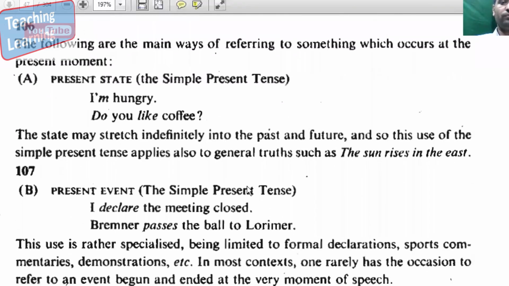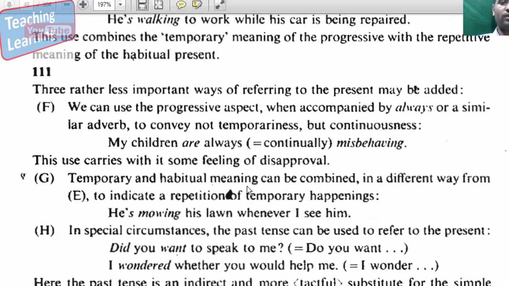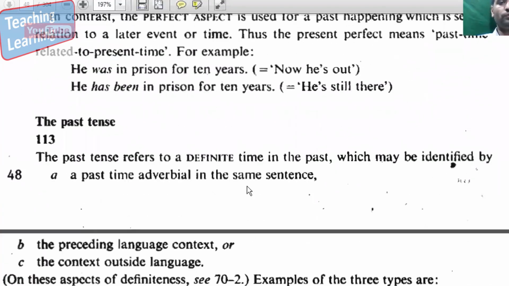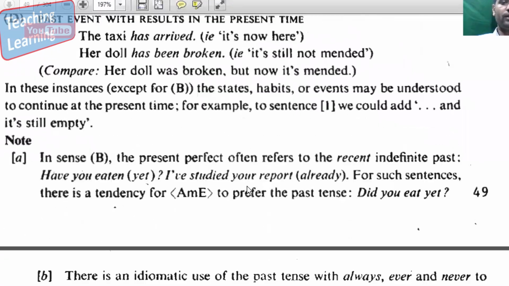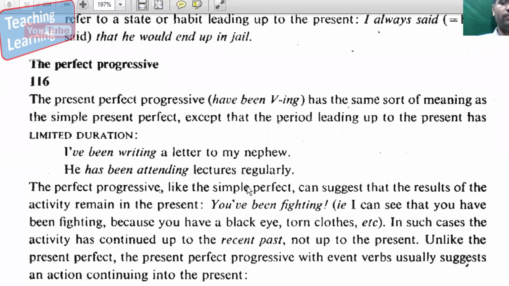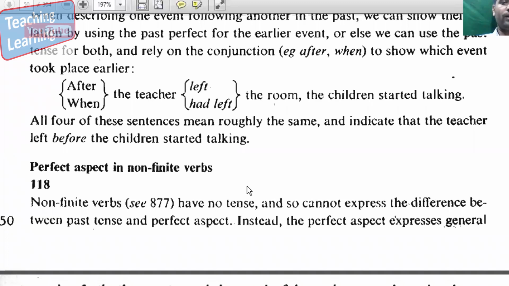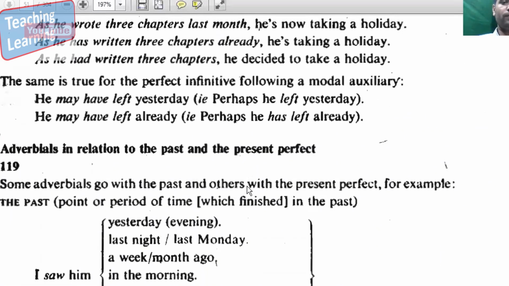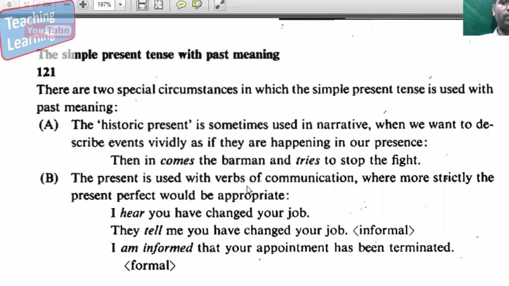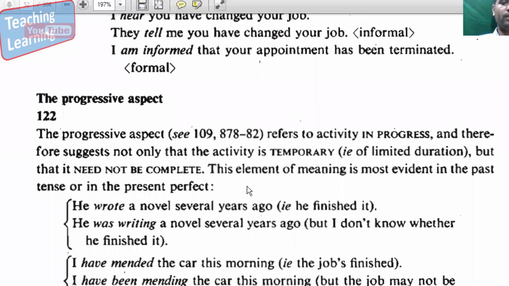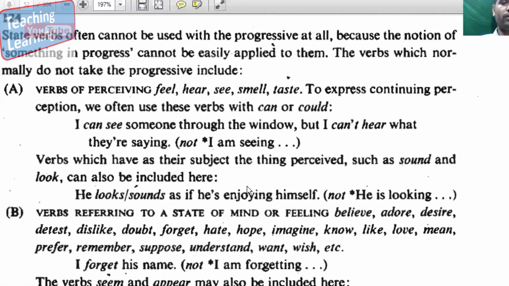Present time. Okay. Time, tense, and aspects. Past time, past tense. The present perfect, perfect progressive, the past perfect. Perfect aspects in non-finite verbs. Progressive aspects: verbs taking or not taking the progressive.